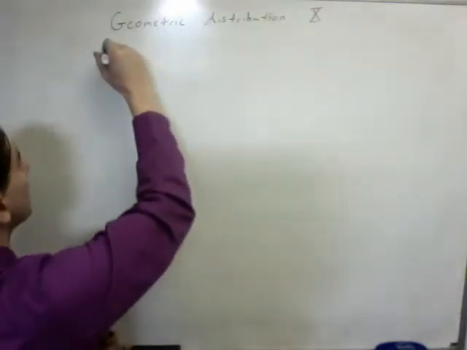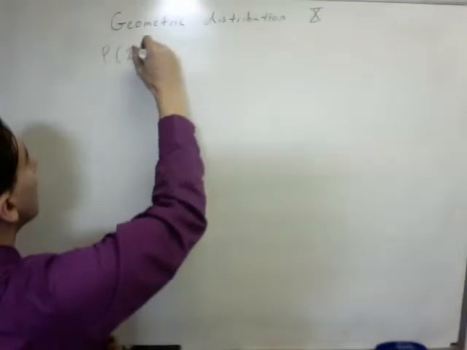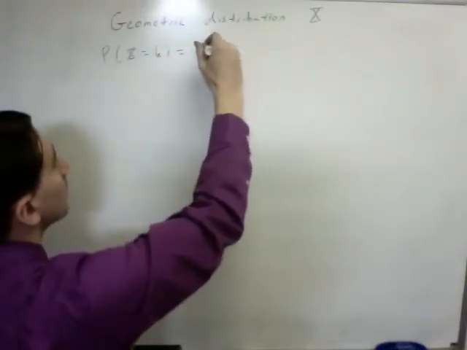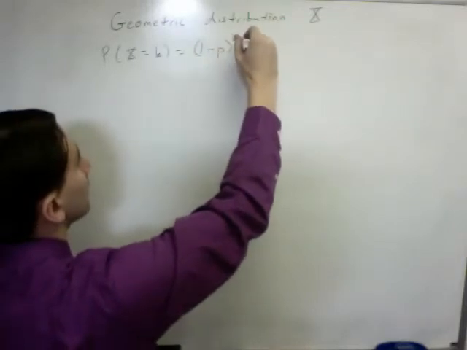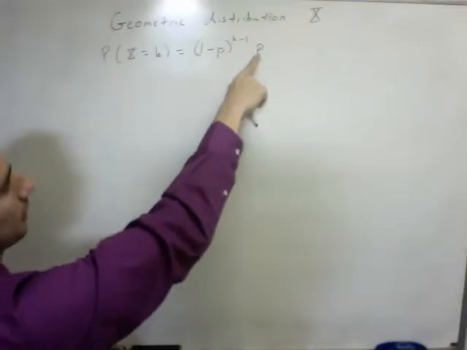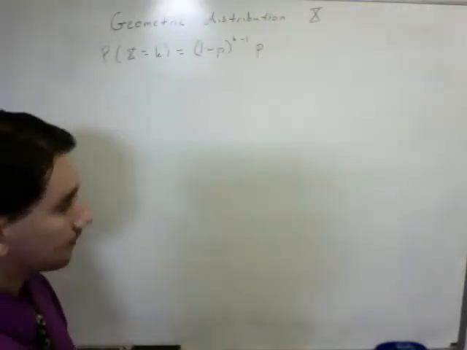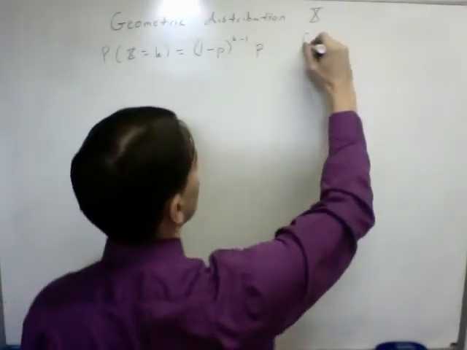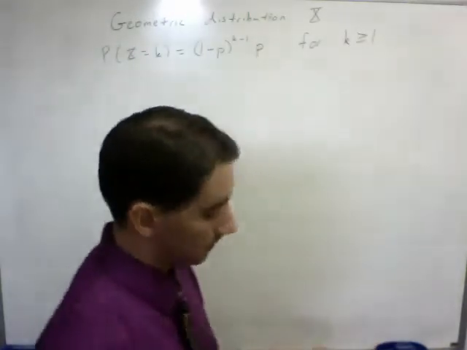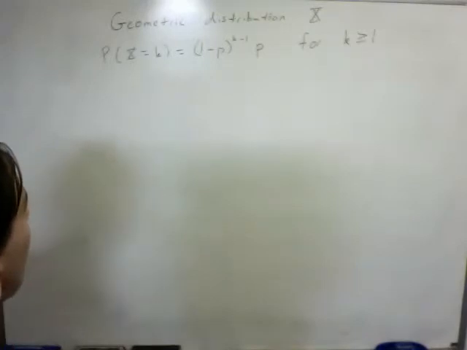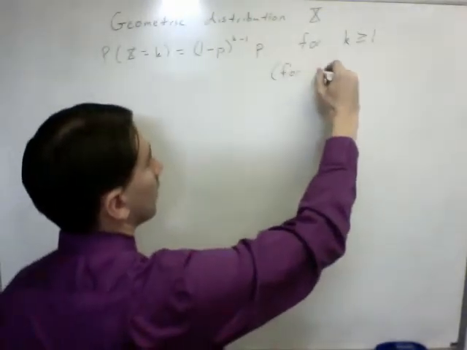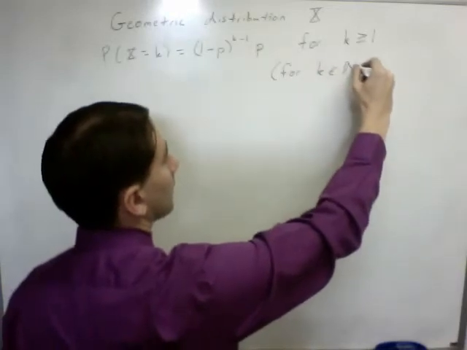So the probability x equals k is 1 minus p to the k minus 1 times p. So we have k minus 1 failures, and then our kth trial is our first success. And that only counts for k bigger than or equal to 1, being a natural number. So I guess that's another way to think about it. You could think of it as for any k in the natural numbers is equivalent.